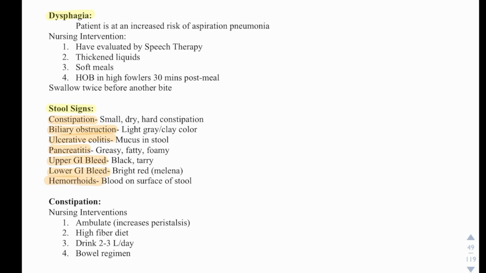When we talk about constipation, our nursing interventions are going to be to ambulate the patient because this will increase peristalsis, put them on a high fiber diet, make sure they're drinking 2 to 3 liters of water a day, and have them on a bowel regimen.